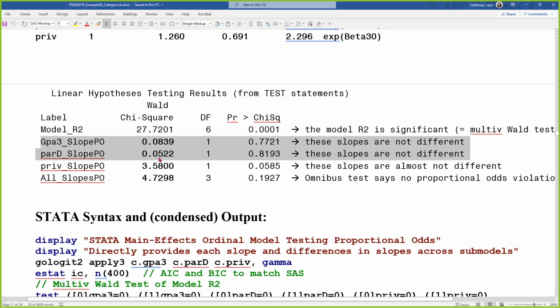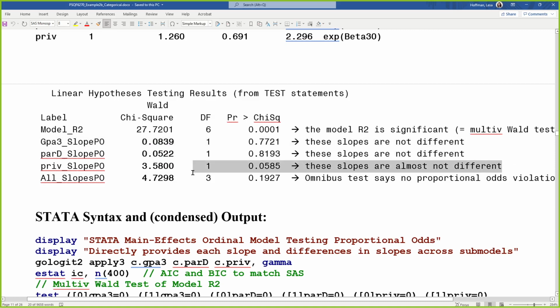Likewise, the slope for whether your parent went to grad school appears to not be different across submodels. And then there's this one, a p of 0.0585, just barely not different. So each of these is contingent on how many other slopes are in the model. I might expect a different result if I had collapsed the other two into a single slope. And overall, there's no proportional odds violation of the whole model, even though it looks like 2 of them are fine and 1 is questionable.